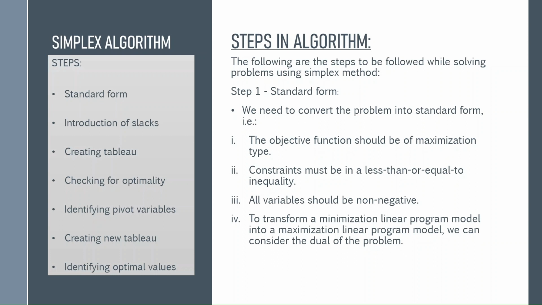Step 1. Standard form. We need to convert the problem into standard form. That is, the objective function should be of maximization type. The constraints must be in less than or equal to inequality. All variables should be non-negative, that is, the restrictions. The right-hand side of the restrictions should be greater than or equal to 0. To transform a minimization linear program model to a maximization linear program model, we can consider the dual of the problem.